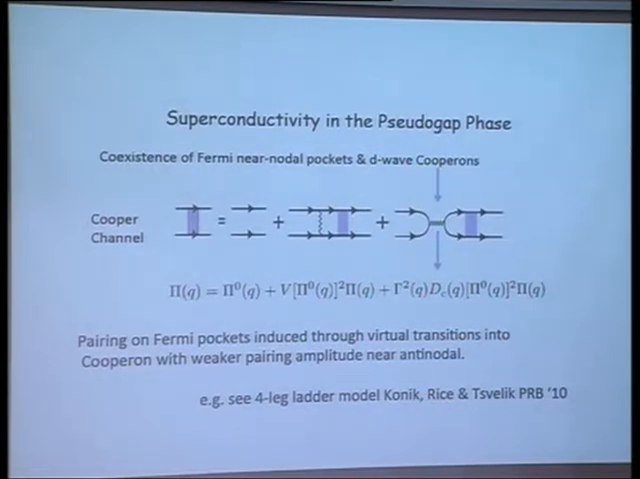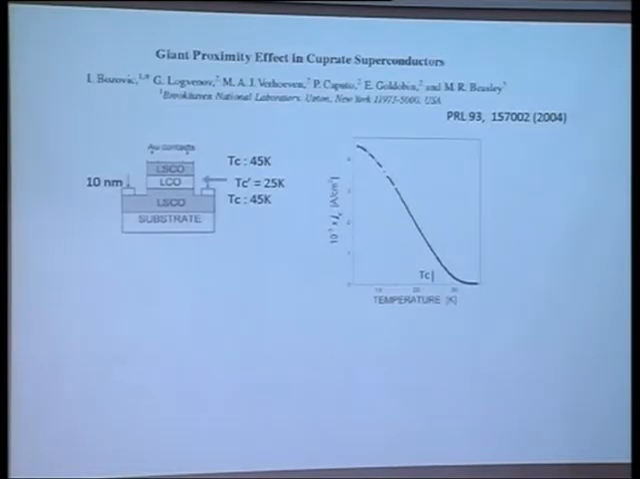So you can get pairing on pockets induced in addition to any sort of regular interaction, also by the virtual transitions. And in a specific model where that type of physics appears, which was published last year, it's a 4-leg ladder model where 2 of the bands are gapped but have a Cooperon, and in 2 of the bands, the central bands, are the doped holes.